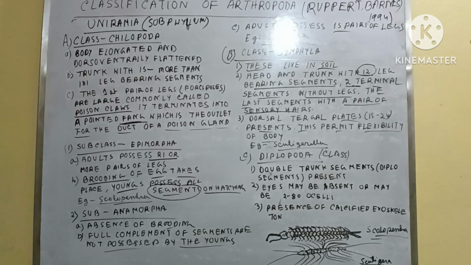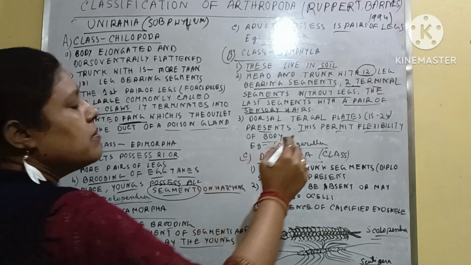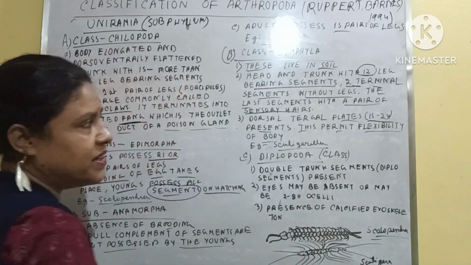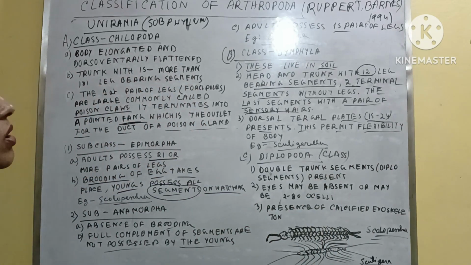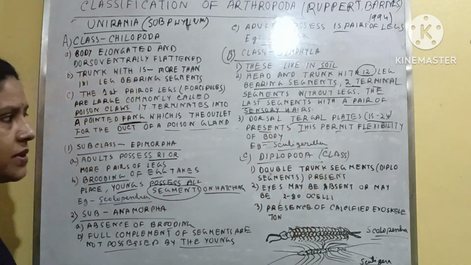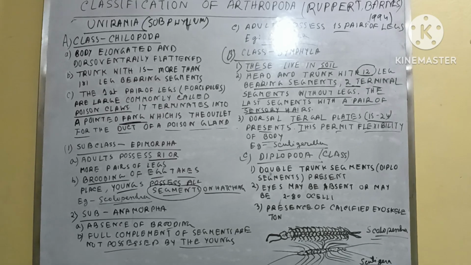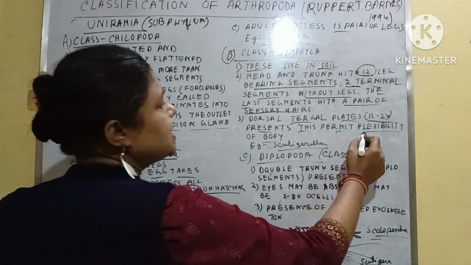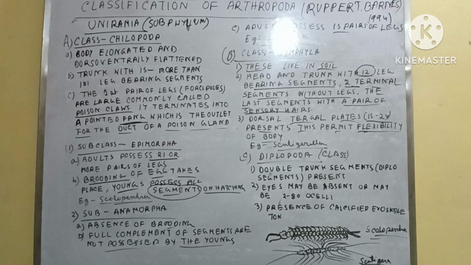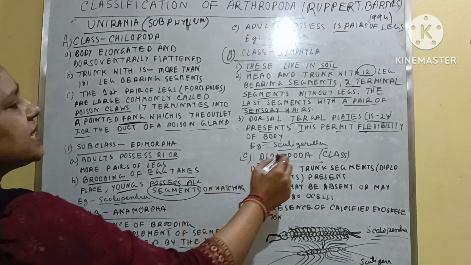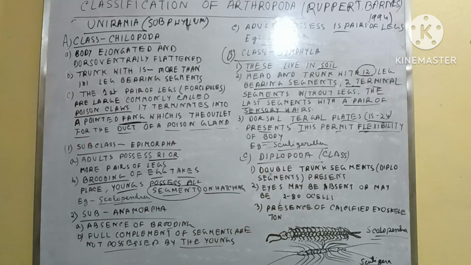That means the segmental plates are present, and along with the segmental plates there are other plates present. These are about 15 to 24, and these plates are called the tergal plates. So these help in flexibility of the body. Example is Scutigera.